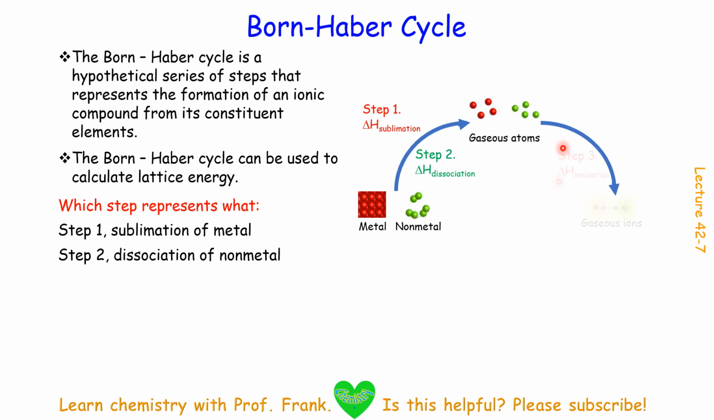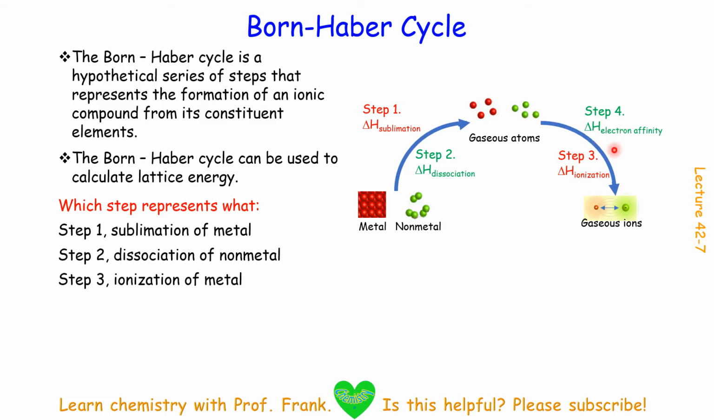Step 3 is the ionization of the gaseous metal to gaseous cations. So this red part, we call that ionization of metal. Step number 4 involves electron affinity. Nonmetal atoms receive electrons and become anions. So therefore, step number 4 is the electron affinity of nonmetal.